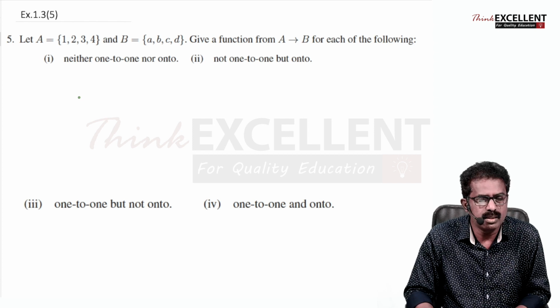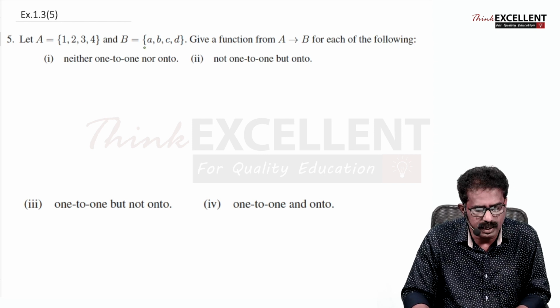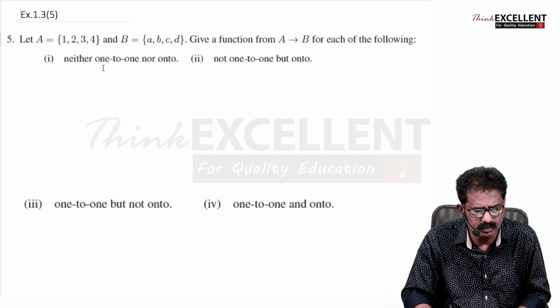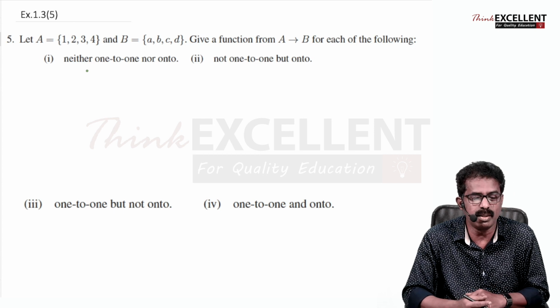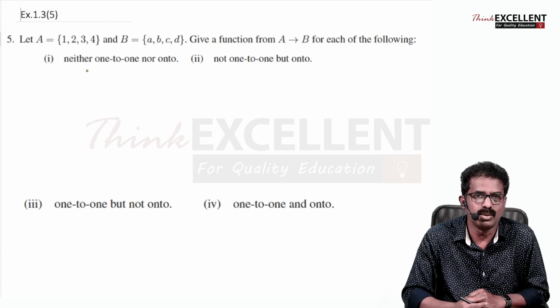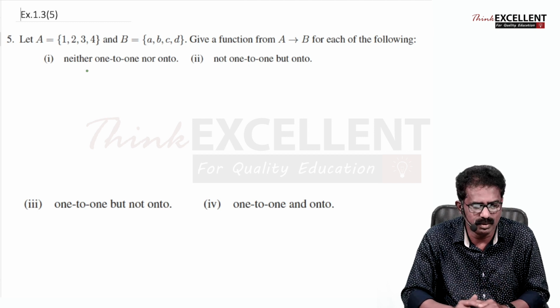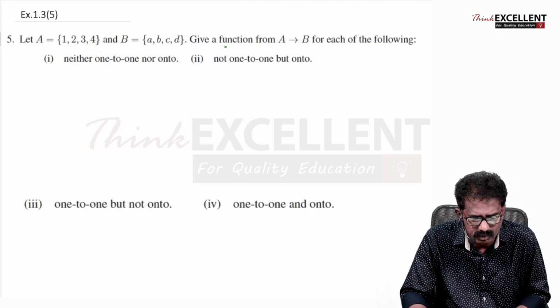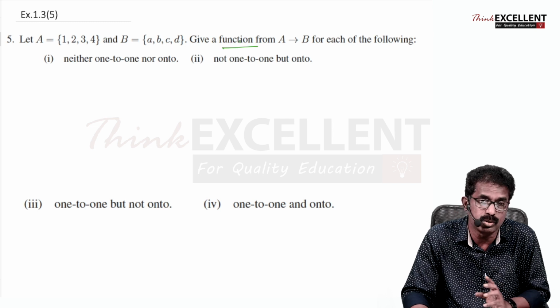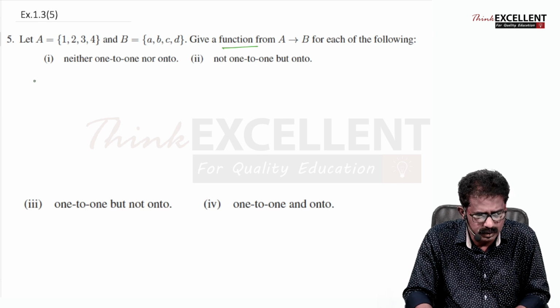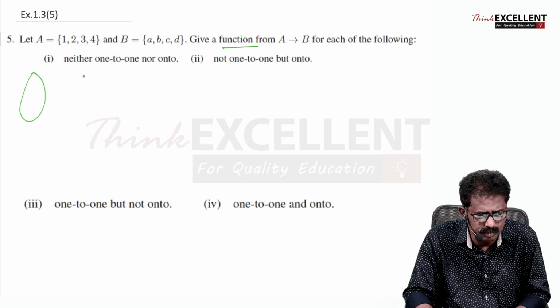Let A is 1, 2, 3, 4 and B is a, b, c, d. Give a function from A to B in each of the following. Now some conditions are given, and based on that you have to form a function. So you cannot mug up anything here; with understanding you can do that. So we have to give a function, and it should be a function, right? For our convenience, I am drawing like this.